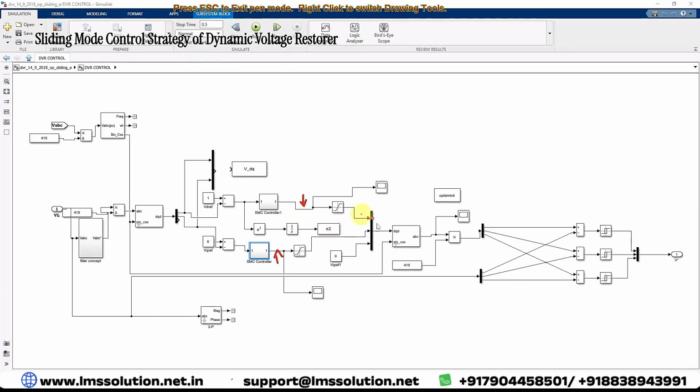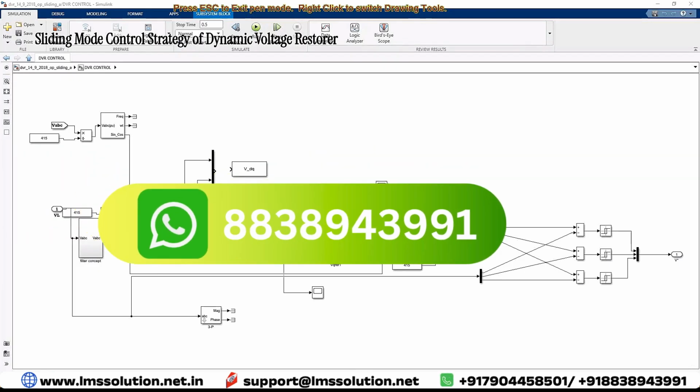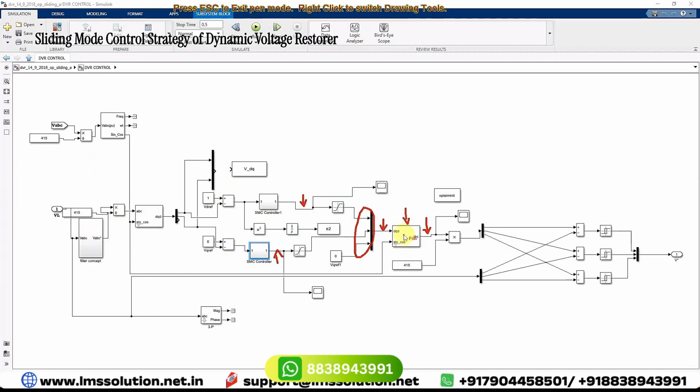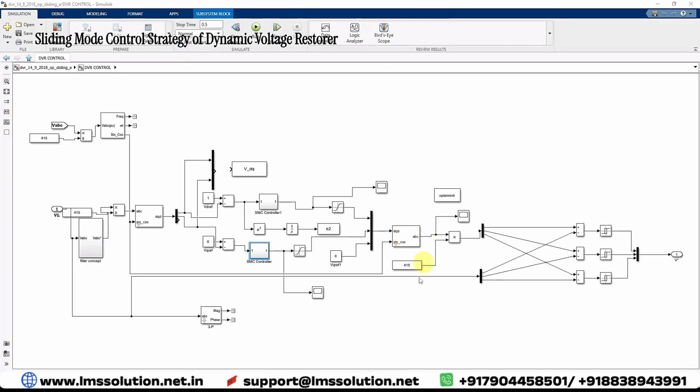Next, we are going to convert that controlled DQ0 voltage into ABC. Here we combine the DQ0 components, and then they are converted into the actual ABC by using this conversion. So this is nothing but a DQ0 to ABC conversion. After this, we have only the control signals, which are multiplied with 415 volt.